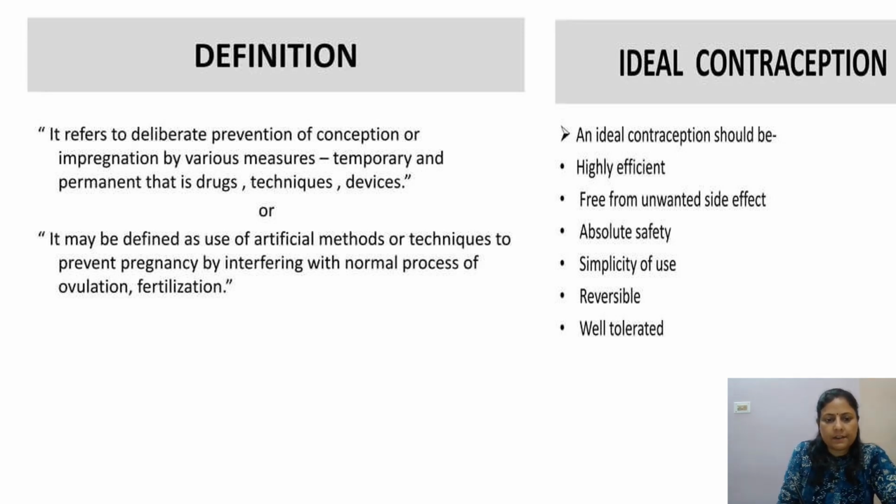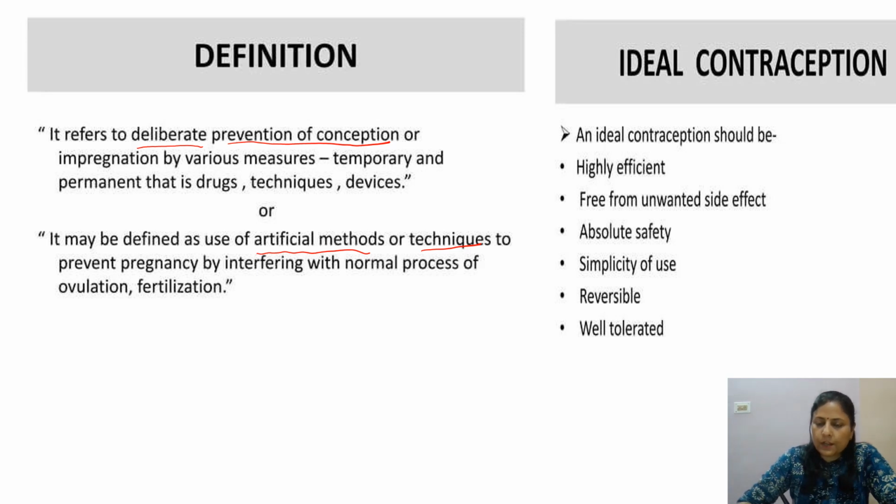Contraception is referred to as the deliberate prevention of conception. When we deliberately prevent conception by any mode, either temporary or permanent, by using any drug, technique or devices, then it is called contraception. So the use of artificial methods or techniques to prevent pregnancy is known as contraception.